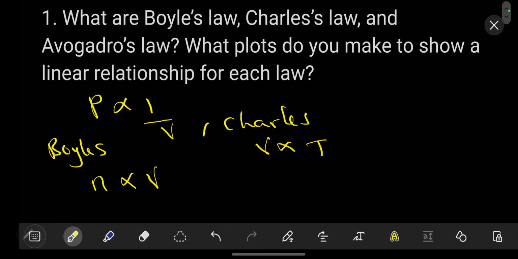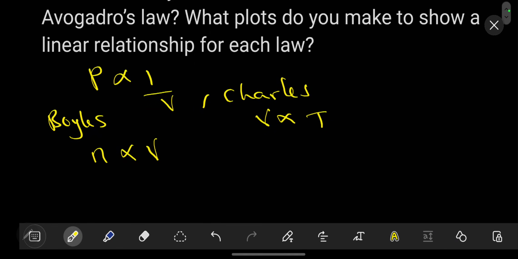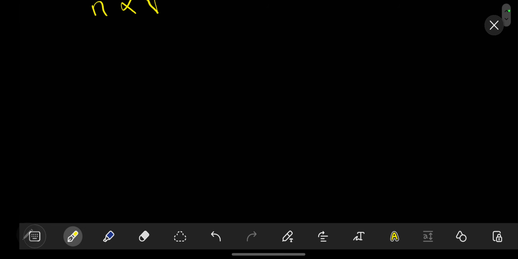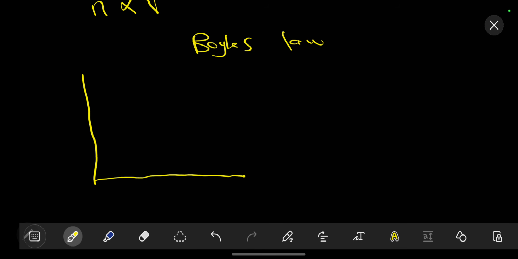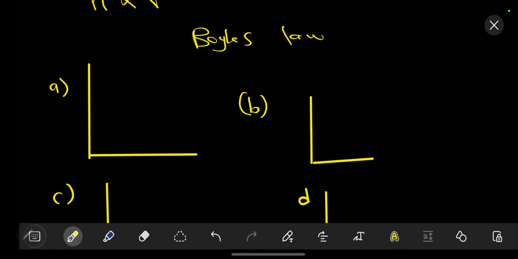So now, if we are to draw the relationships, we are going to find that for Boyle's law, we have a relationship that looks like this. From the definition, as long as the pressure is high, the volume will reduce, since they share an inverse relationship. This graph is the pressure against volume.